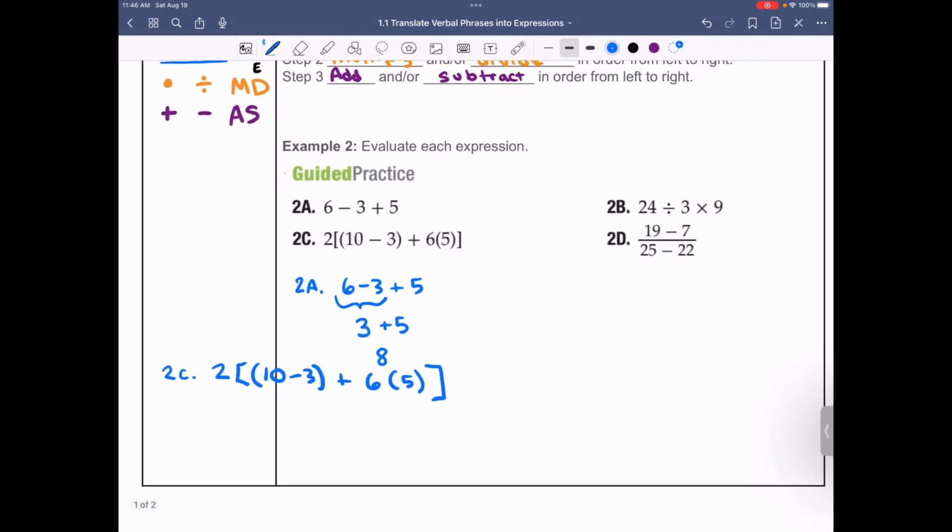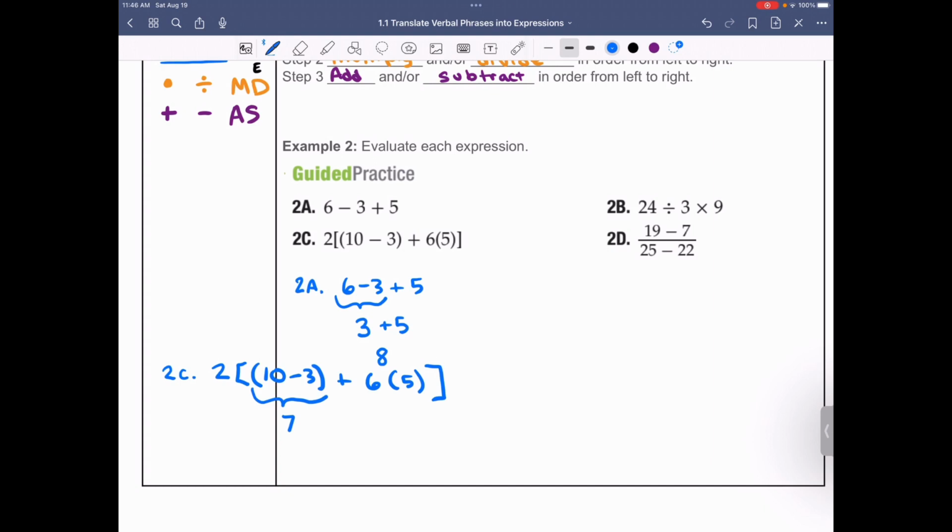And with parentheses and brackets, we have to do what's in the innermost part first. So the very most inner part is the parentheses with something to do inside the parentheses, not the 5. There's nothing to do with the 5. That's just showing multiplication. We are going to do this part first, 10 minus 3. That's 7.